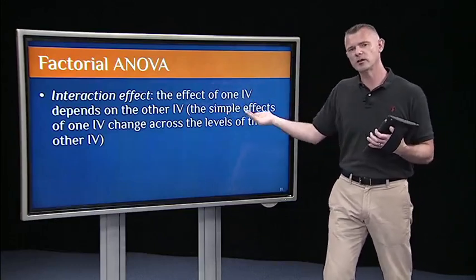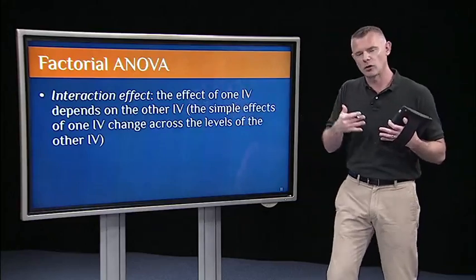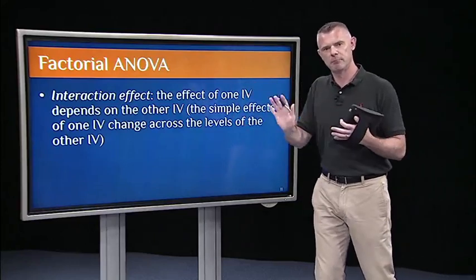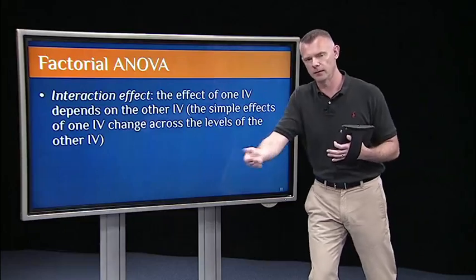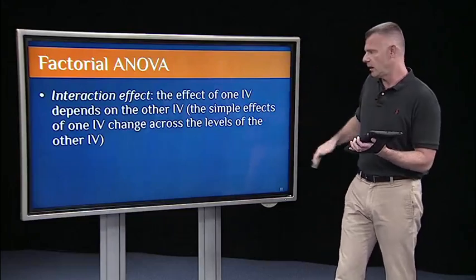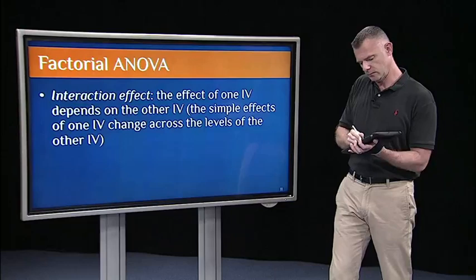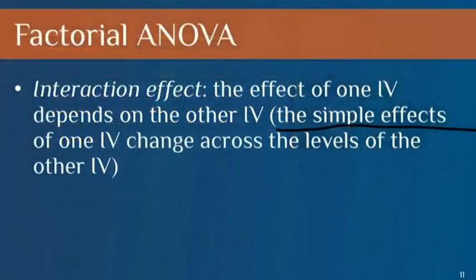It's just an experimental research in ANOVA. We call it an interaction effect. In correlational research in multiple regression, we call it a moderation effect. Basically the same thing. The effect of one IV depends on the other, or the effect of one predictor depends on the other. Another way to say that is in terms of simple effects. So this piece in parentheses: the simple effect of one IV changes across the levels of the other.